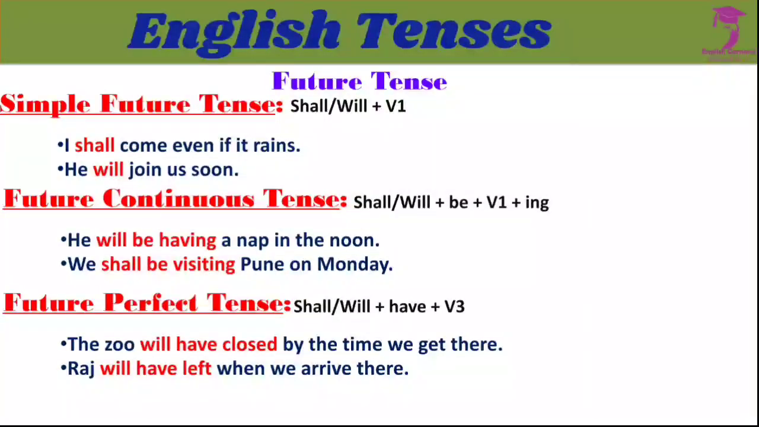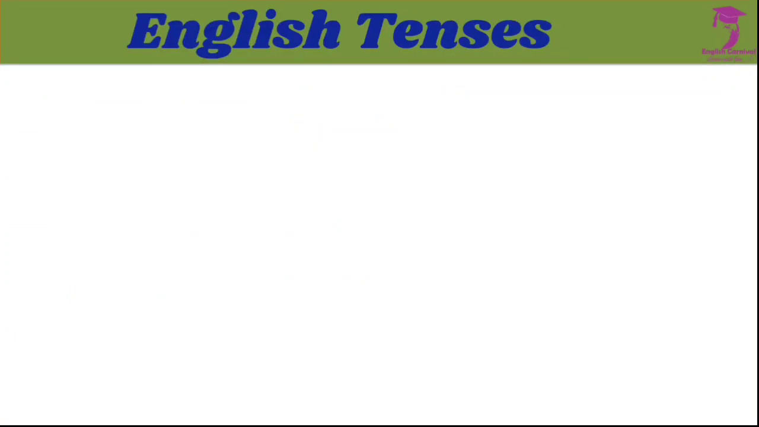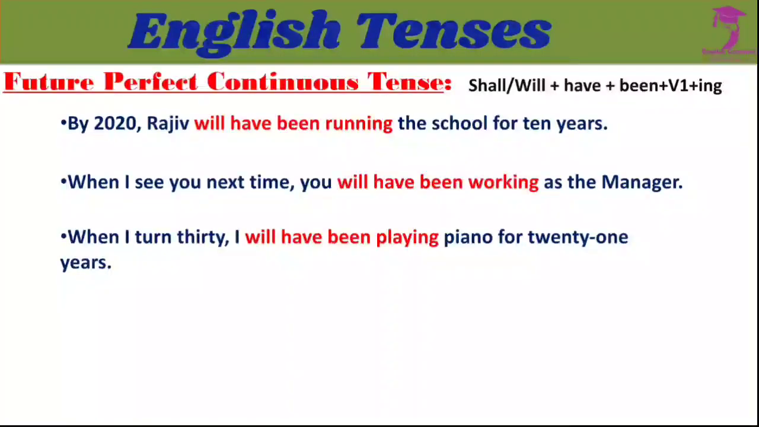So friends, as far as future perfect tense is concerned, it's all about a particular action which is supposed to start in the future, will continue for a certain span of time, and will be completed or accomplished in the future itself. After that, friends, the last aspect of future tense is future perfect continuous tense, and the structure of this tense is shall or will plus have plus been plus the first form of the verb, with ing.